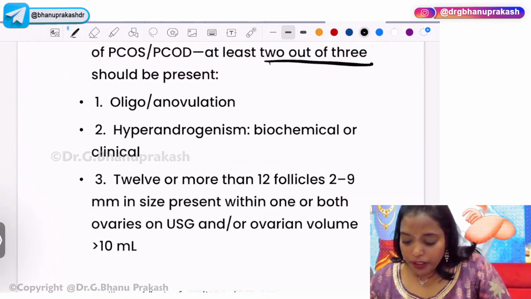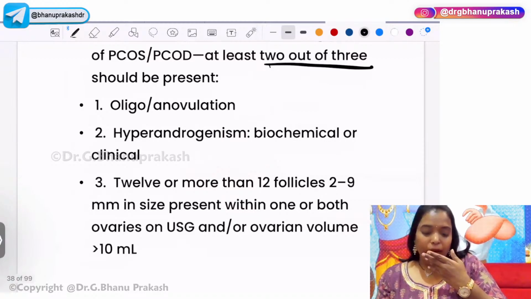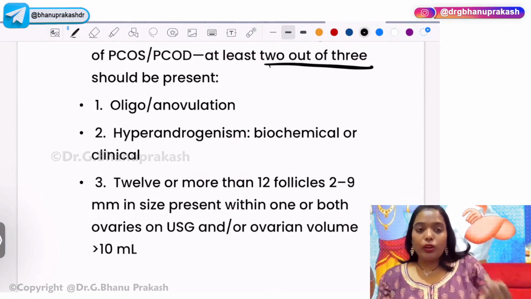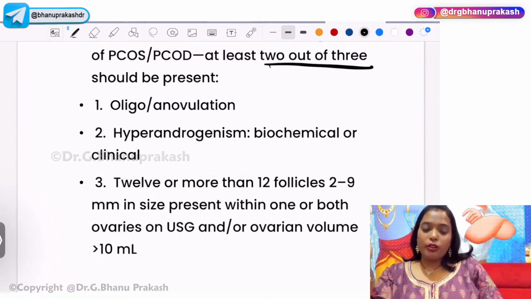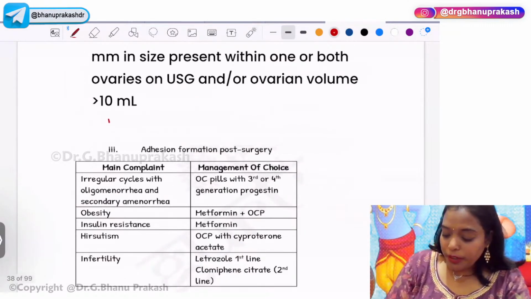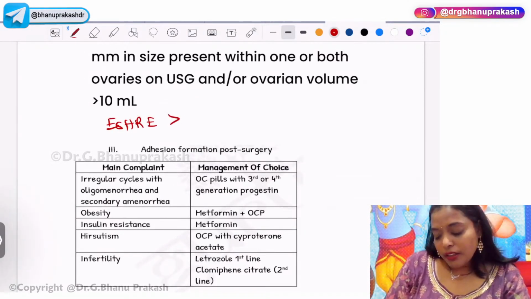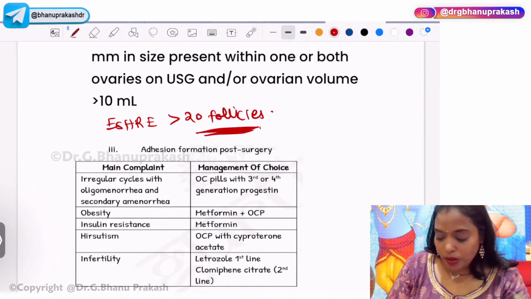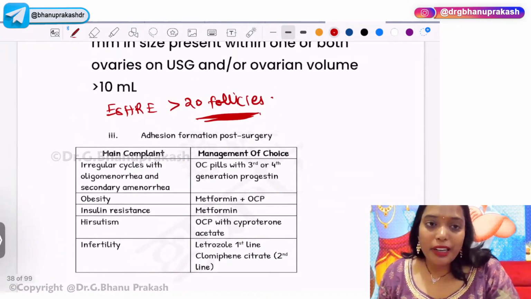So for PCOS or PCOD, at least 2 out of 3 should be positive: oligo or anovulation, hyperandrogenism, clinical or biochemical, 12 or more follicles of 2 to 9 mm size in one or both ovaries on USG, or ovarian volume more than 10 ml. There is also something called the Ashkenazi criteria. Everything is the same, but the only difference is that it is more than 20 follicles, not more than 12 follicles.